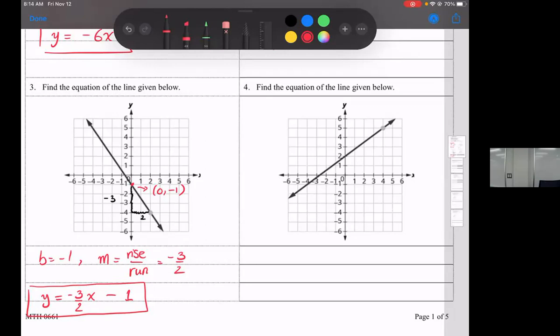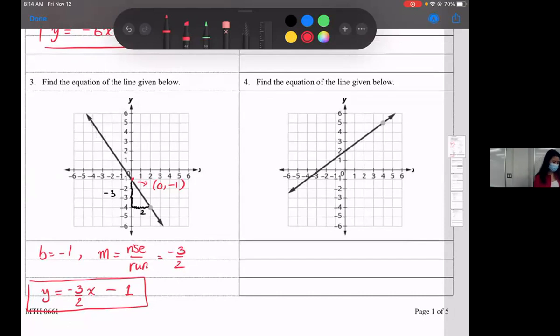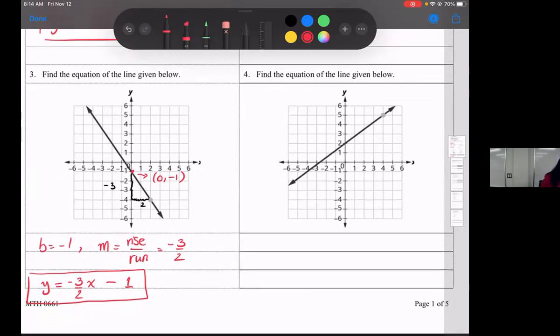Good. So choose something that you can count. It's not wrong to pick any point. It just makes your life easier and less likely to make mistakes. So what is the y-intercept here? Yeah, very good. (0, 2), right there. So that means b is 2, right?